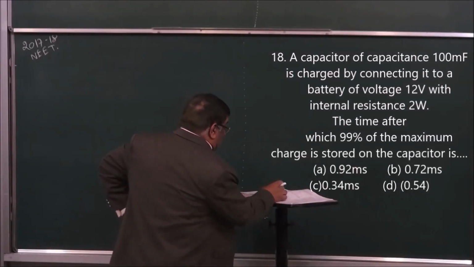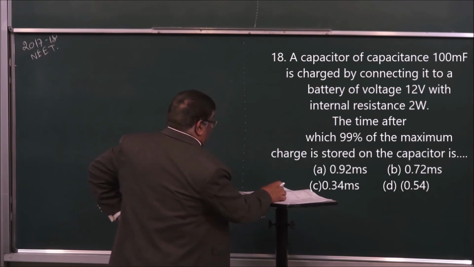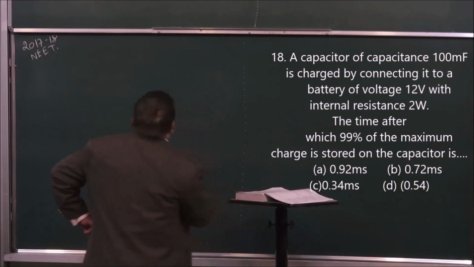It says a capacitor of capacitance 100 microfarad is charged by connecting it to a battery of voltage 12 volt.